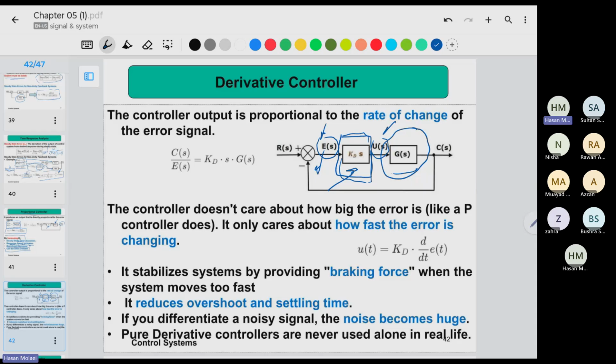If your system by itself has too much instability, then maybe this helps with stabilizing. So here it is mentioned that it's kind of a braking force. You see it reduces the overshoot and settling.